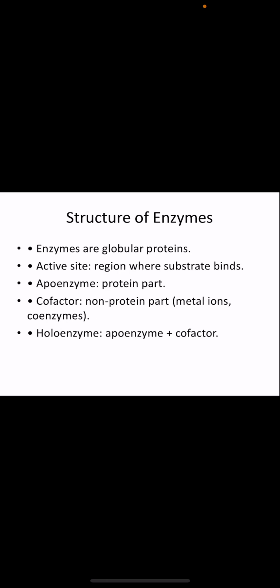Now, the structure of enzymes. Enzymes are proteins, though some RNA molecules can also act as enzymes, called ribozymes. Their structure determines their specificity and function. Enzymes are globular proteins, with an active site, the region where the substrate binds. The apoenzyme is the protein part. The cofactor is the non-protein part, which includes metal ions and coenzymes. Holoenzymes are apoenzymes plus cofactor.